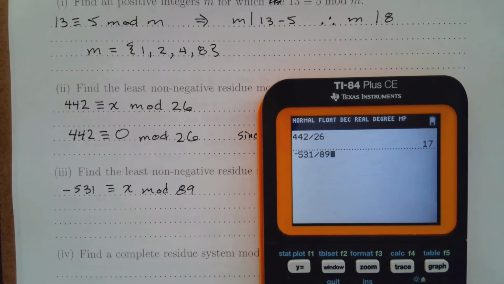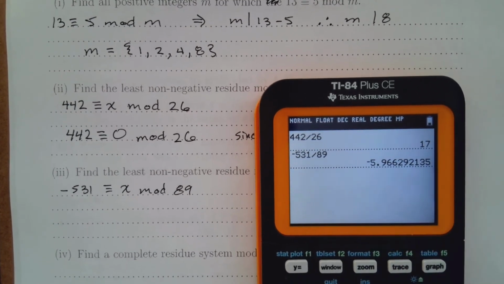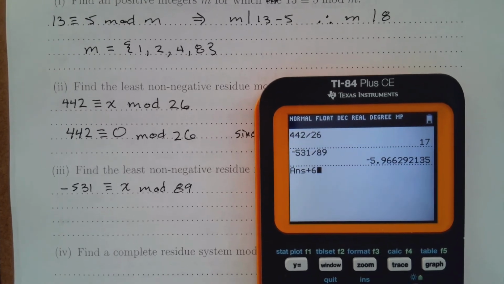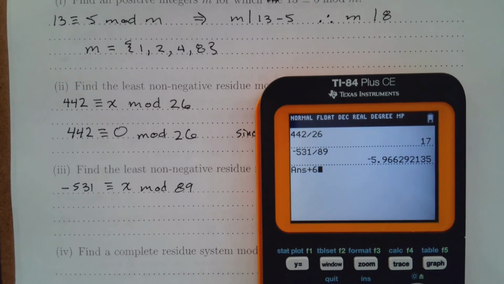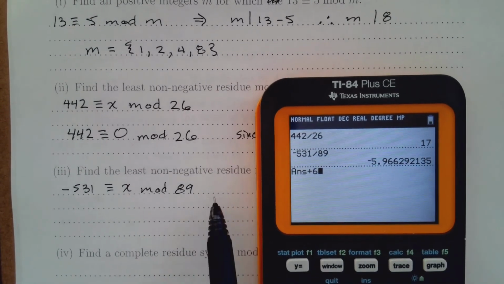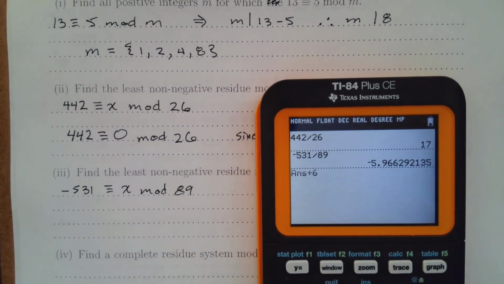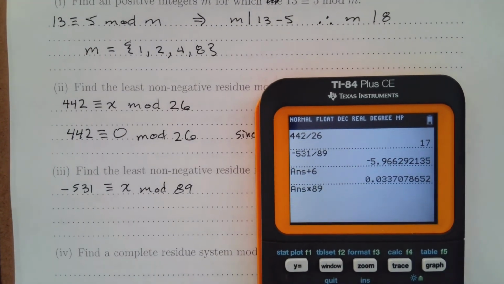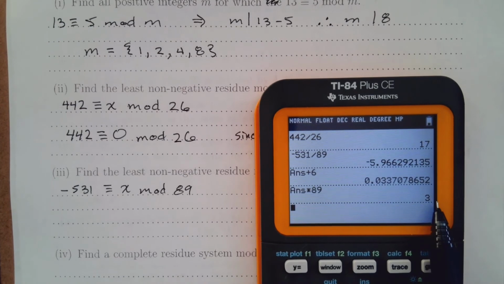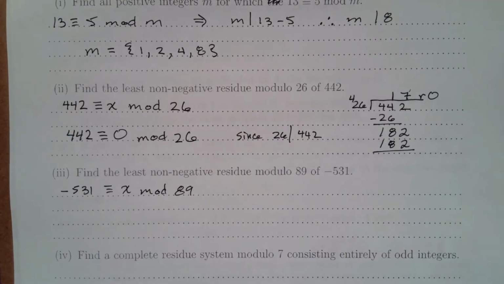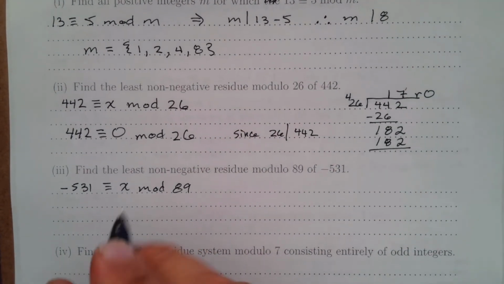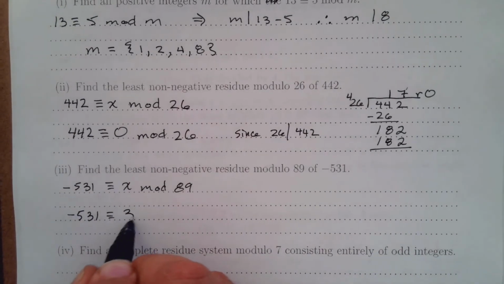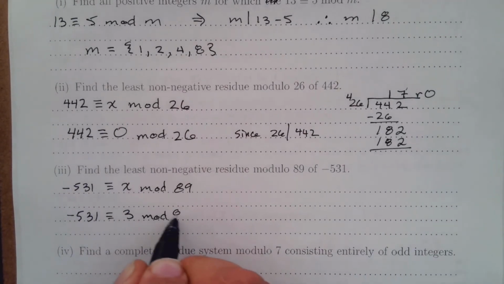A way that I can do this on my calculator is to say negative 531 divided by 89. This gives me a negative answer. I'm going to add 6 so that I get only the positive decimal, and why positive decimal? Because it says non-negative residue. Multiply that number by 89, and that's 3. And so my solution here would be negative 531 is equivalent to 3 mod 89.